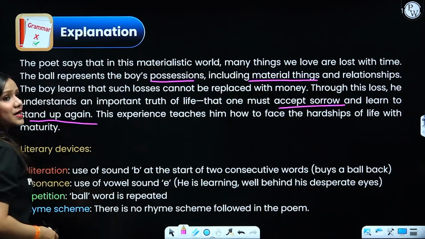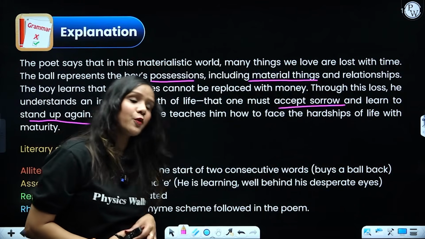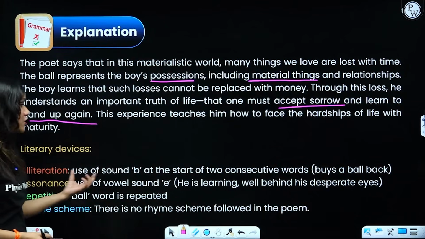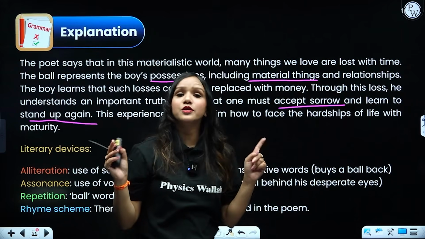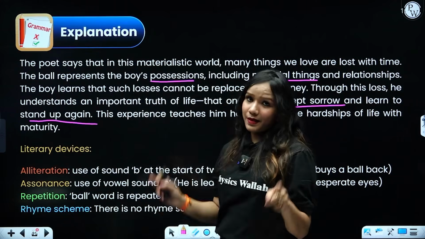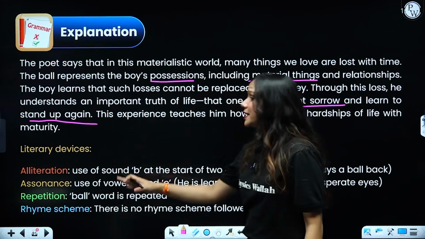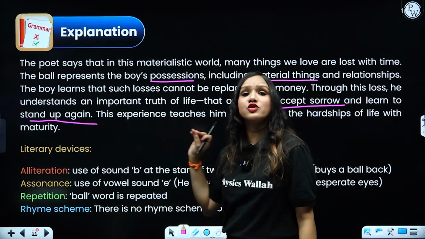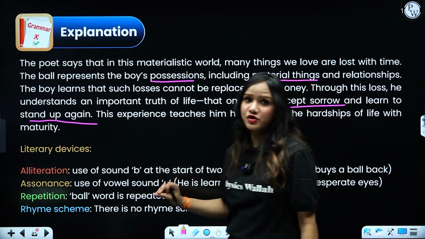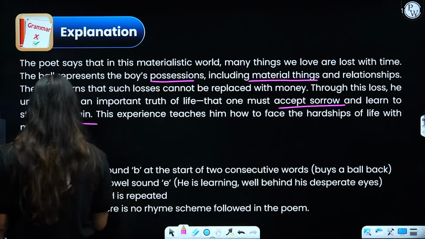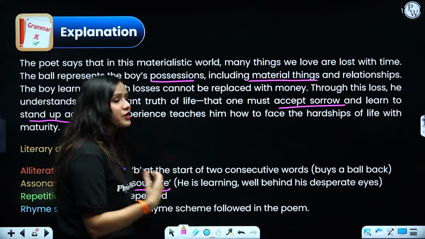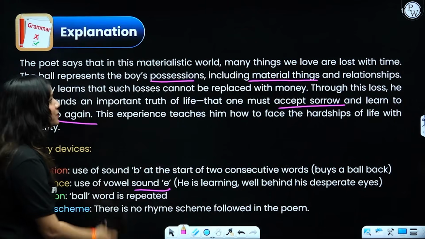So now, which are the literary devices that have been used in the poem? Let us look at that. Alliteration, use of the B sound. I have already told you, no one buys a ball back, right? And then you see the repetition of sound B, which indicates that there is alliteration in the poem. Then we have repetition and assonance, use of the vowel sounds, as we have already known, right? I have already shown you that.